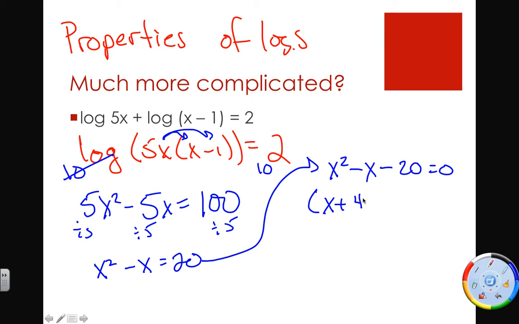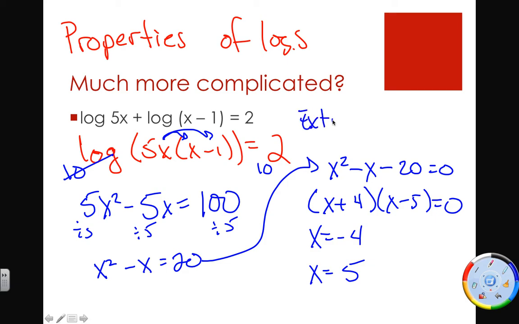x plus 4, x minus 5. x equals negative 4. x equals 5. Now here's the issue. Here is where you definitely need to check your work. You're going to get, you remember this word here, extraneous. It means it's an extra answer. You're going to get one in this case.